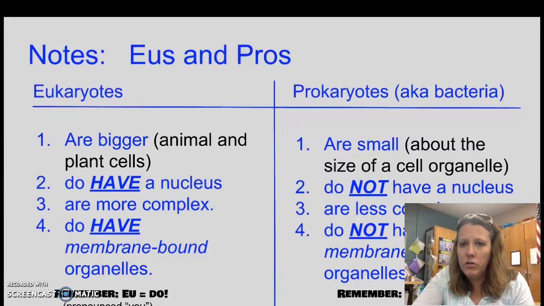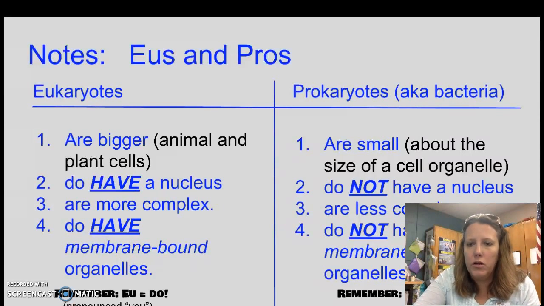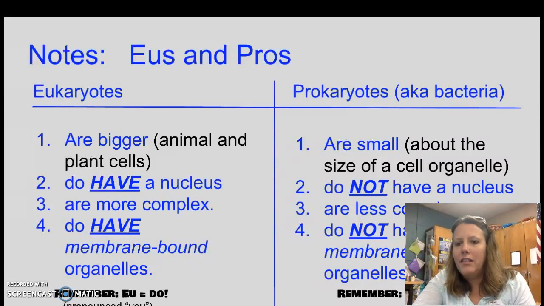Okay, prokaryotes, which are basically just bacteria, are small. They're about the size of an organelle in a cell. They do not have a nucleus. They are less complex, and they do not have membrane-bound organelles like the Golgi body, the mitochondria, the chloroplast, the vacuole, nothing with a membrane around it. So remember, pro equals no. So pros don't have all the structure and all the special organelles.